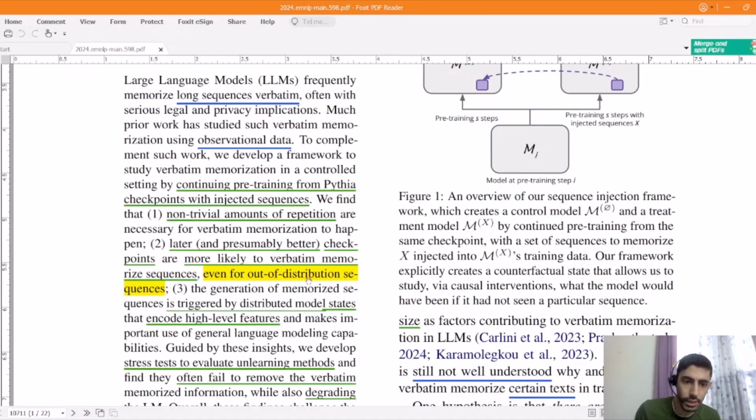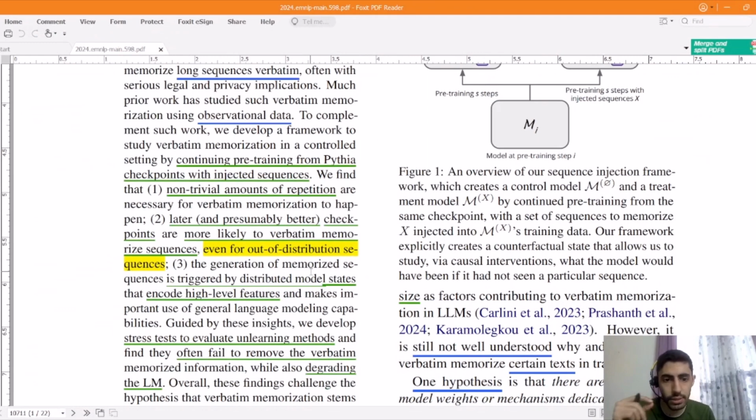The third one is that the generation of the memorized sequence is triggered by a distributed model state, then encoded high-level features, and makes important use of general language modeling capability. This is a very important part. It says the trigger of this word-by-word memorization comes from the language understanding of the model, not a specific weight or a specific layer or a specific approach. It means that if we reduce this verbatim memorization, it would degrade the model because we actually reduce its understanding of the language.